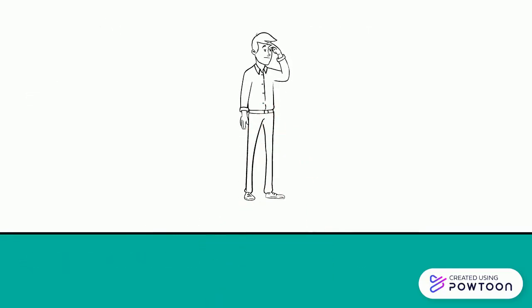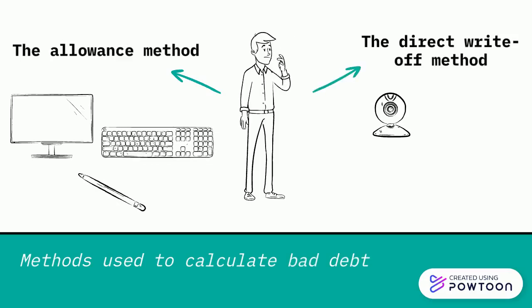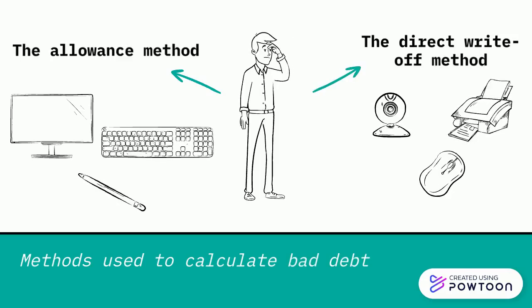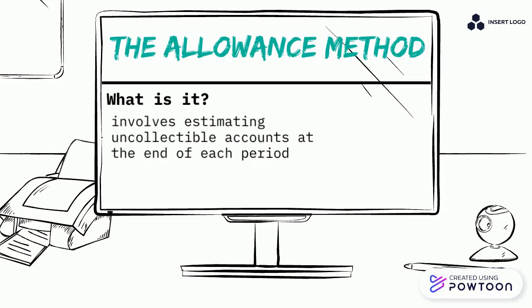When calculating bad debt for a business, a company can use these two methods: the direct write-off method and the allowance method. The allowance method of accounting for bad debt involves estimating uncollectible accounts at the end of each period. This provides better matching of expenses with revenues on the income statement. Cash realizable value is the net amount a company expects to receive in cash from receivables.